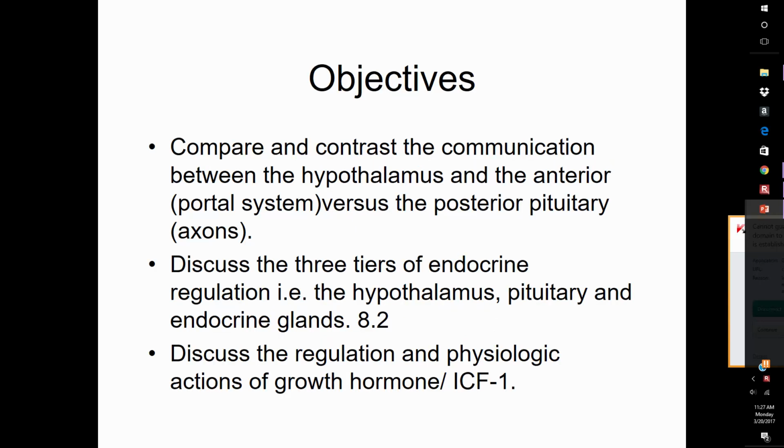So here are our learning objectives. First, I want you to compare and contrast the communication between the hypothalamus and the anterior pituitary, which uses a portal system, versus the hypothalamus and the posterior pituitary, which uses long axons to project down to the posterior pituitary.